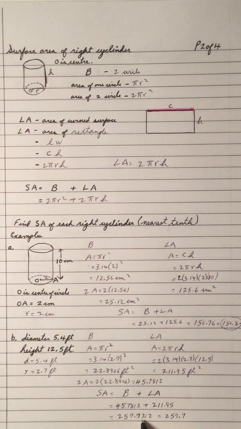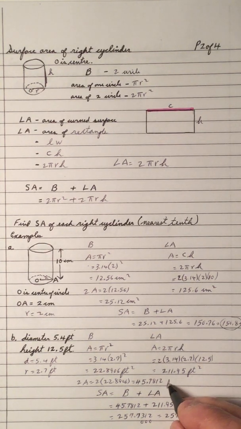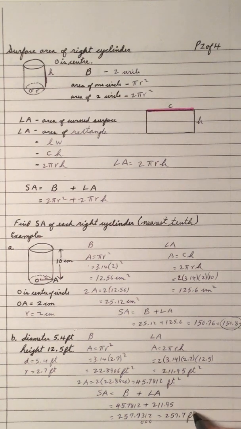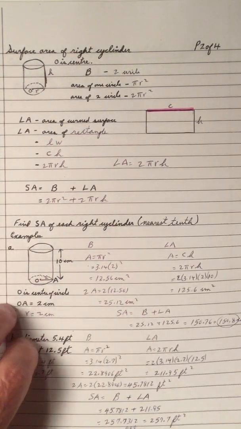The digit to the right is less than 5, so all these digits, 3, 1, and 2 become zeros. So I do not increase that 7. So it's 257.7, and it's square feet. So the area is square feet. And let's continue.